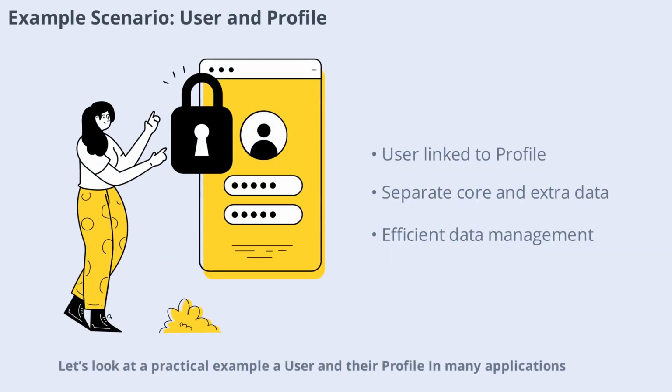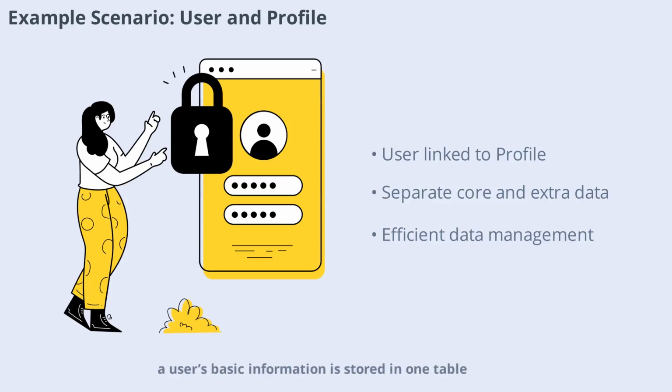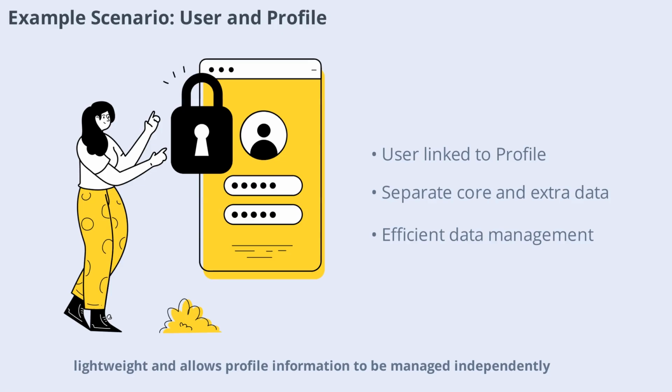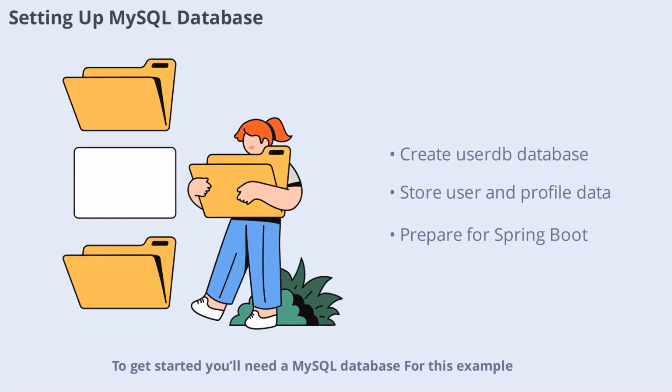Let's look at a practical example, a user and their profile. In many applications, a user's basic information is stored in one table, while additional profile details, like phone number and address, are kept in a separate table. This separation helps keep the core user data lightweight and allows profile information to be managed independently. It's a common pattern in real-world systems, ensuring that each user is always linked to exactly one profile, and vice versa.